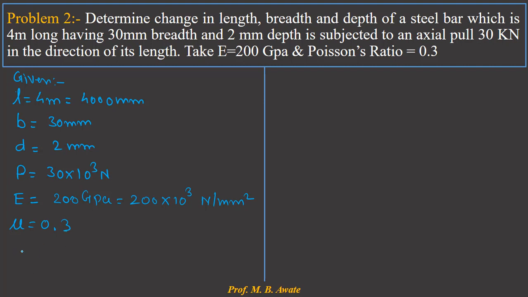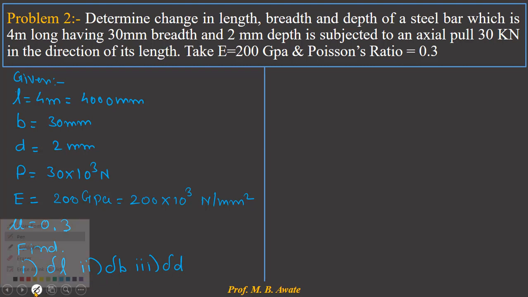Now based on this, I should calculate the parameters like this. First one, change in length, means delta L, we have to calculate. Then second objective is to find out change in breadth, means delta B, and third one is change in depth I have to calculate. So these are the three objectives which we have to calculate. So we will start with the solution to the problem.